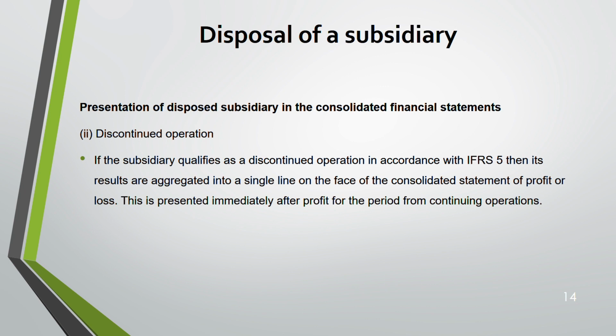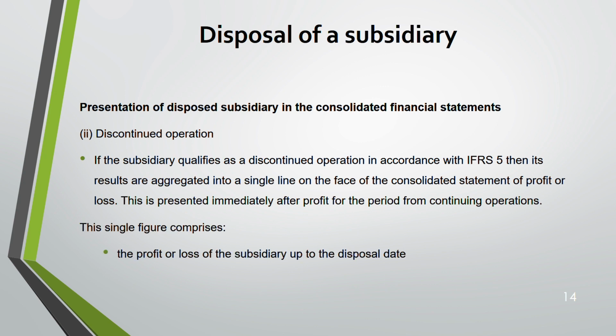Okay, so if it qualifies, then the results are aggregated into a single line on the face of the consolidated statement of profit and loss. That means all the results of the subsidiary will be shown as a discontinued operation. Okay, and this is presented immediately after the profit for the period from continuing operations. How do they write it? Profit from discontinued operations, only as a single line, one item. But they will add all the profit of the subsidiary and then show that one figure after the continuing operations. Okay, so the single line comprises two things. One, profit and loss of the subsidiary up to the disposal date. Next, profit and loss on the disposal of the subsidiary.